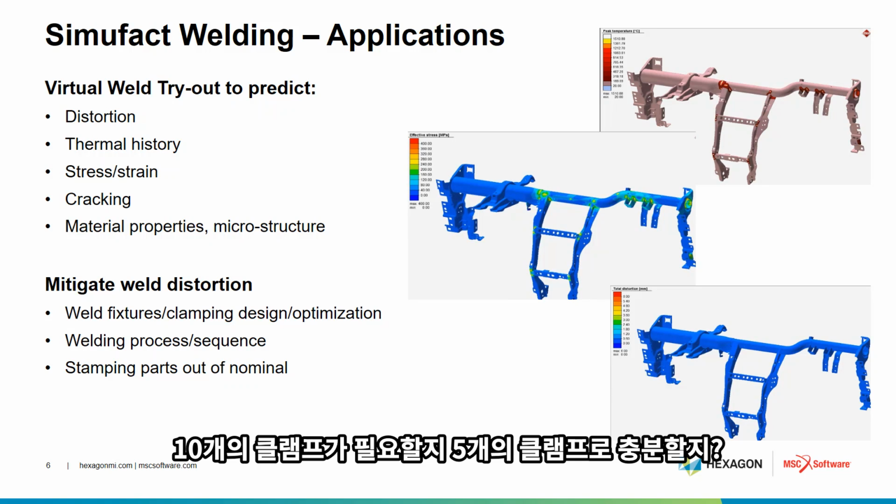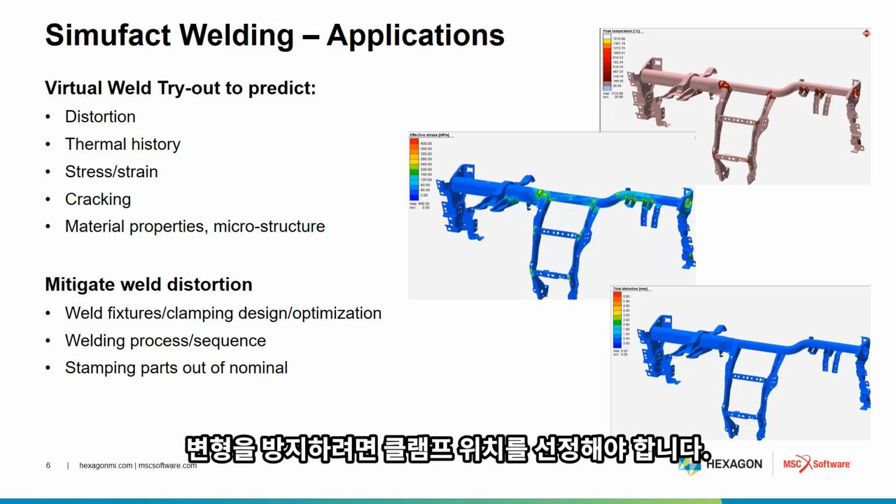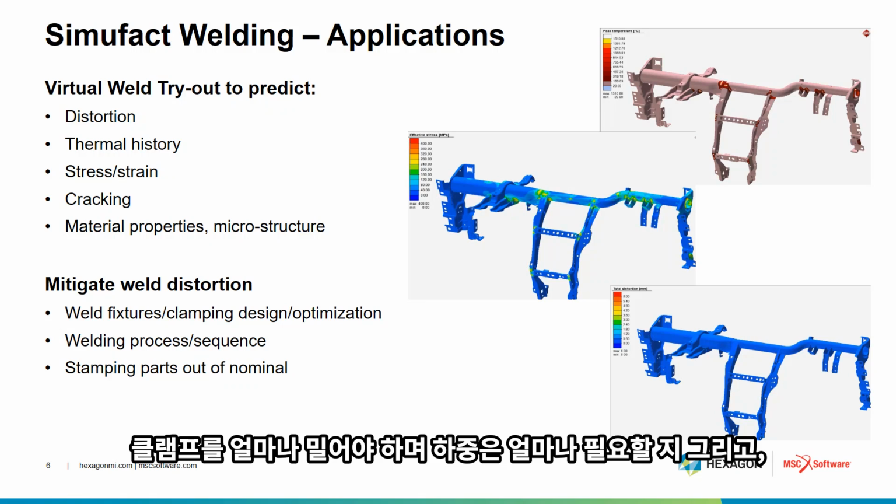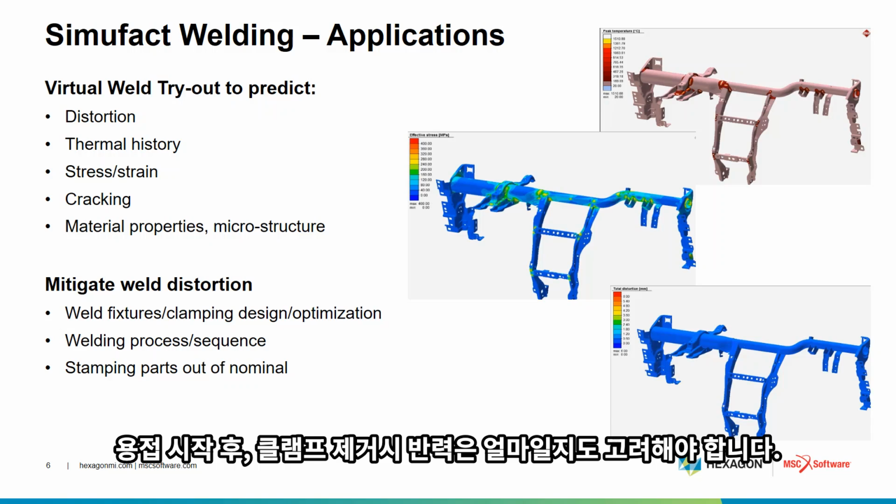Do I need 10 clamps? Can I get by with 5 clamps? What's the right location to clamp it? What if I pre-bend it? How far do I have to push that clamp? How much force does it require? What's the reactive force on those clamps pushing back after I start welding?